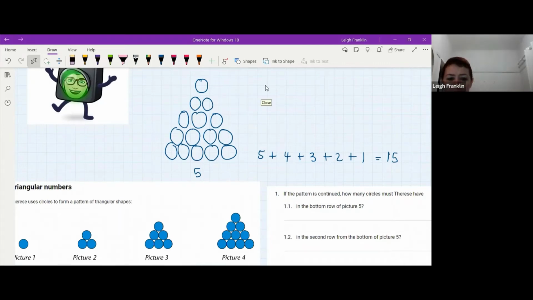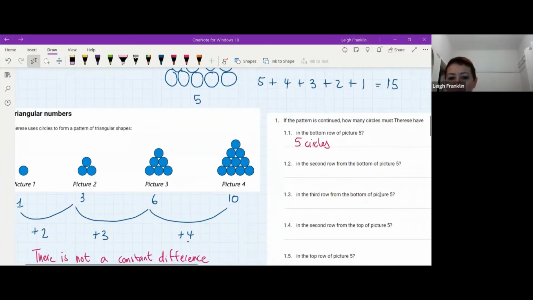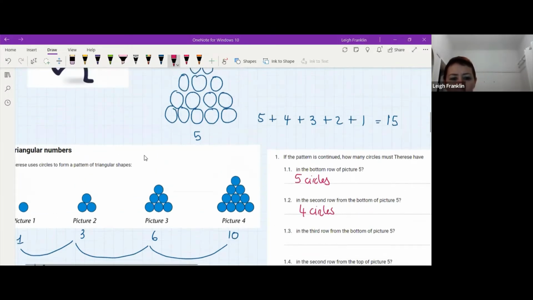Okay, so Motabang, tell me, how many are there in the bottom row of picture 5? 5, ma'am. There are 5 circles. Absolutely. And Asimahle, in the second row from the bottom of picture 5, how many circles are there? 4, okay, so there are 4 circles in that row. All right. And Anati, in the third row, how many circles are there?